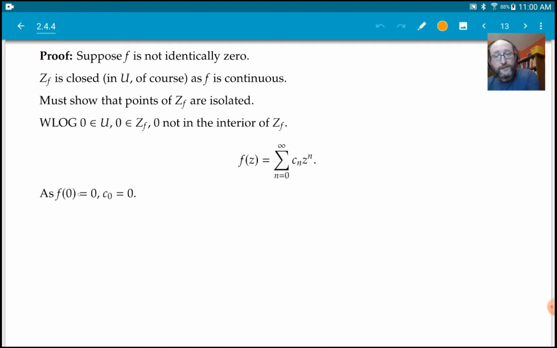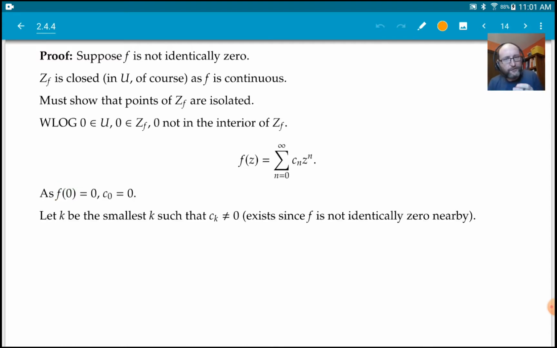Now, because f is 0 at 0, this is a zero of f. There's lots of zeros in this proof. 0 is the zero of f. It sounds stupid, but that's what it is. So f of 0 is 0. It is a zero of f. So C0 is 0. It's just all sorts of zeros flying around. So that means the first coefficient is 0. Well, maybe a whole bunch of them are 0. Maybe not. Maybe just C0. Maybe C1 is non-zero. But maybe C1 is 0. Maybe C2 is non-zero, or so on.